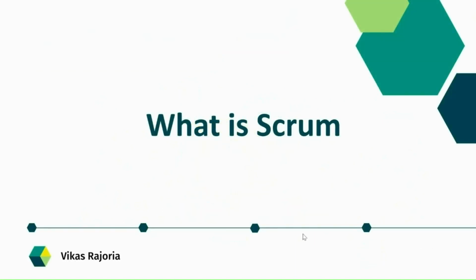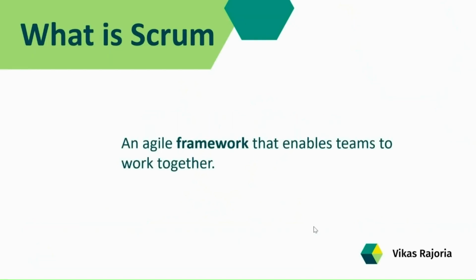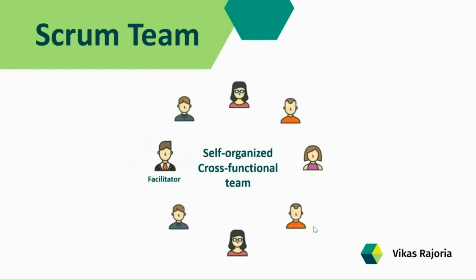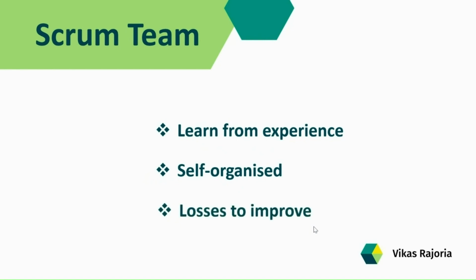So let us understand what this Scrum is all about. Scrum is an agile framework that enables teams to work together. Meaning, while we become an agile team, collaboration is very important. And with Scrum, the team can learn from experience. The team is self-organized while working on any problem, which means team members work together, discuss and brainstorm. Scrum also allows the team to improve on their losses, meaning whenever things do not go well, the Scrum approach helps to make the necessary corrections in terms of doing it better and quicker.